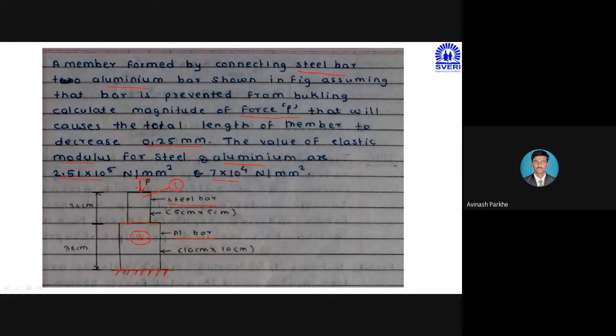Which bar? Maybe steel bar or maybe aluminum bar. We are considering both bars. So due to that P amount of force, what happened? There is a decrease in length. How much? 0.25 mm. This much amount of length decreases due to the P amount of force applied from the top side.